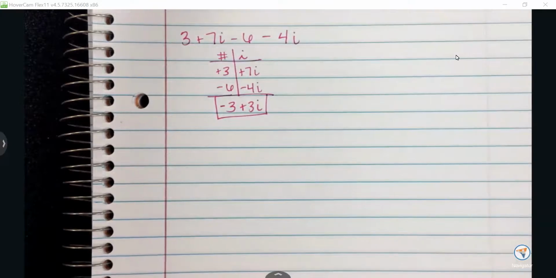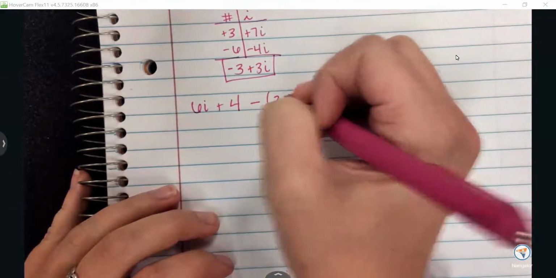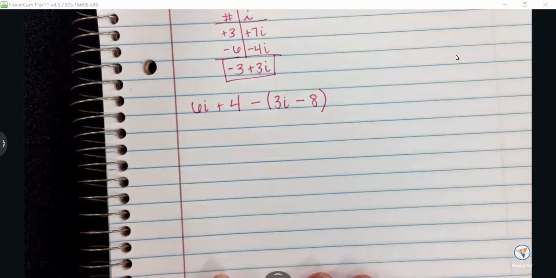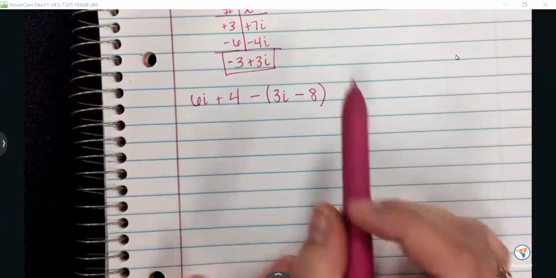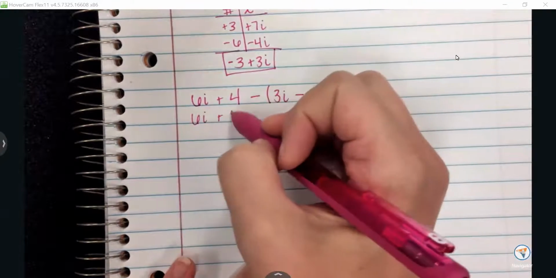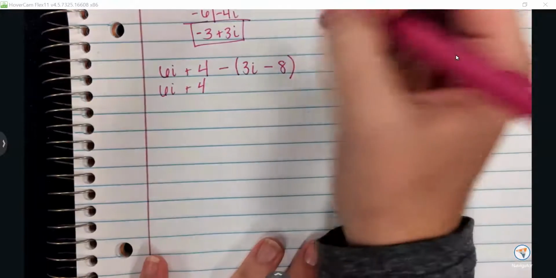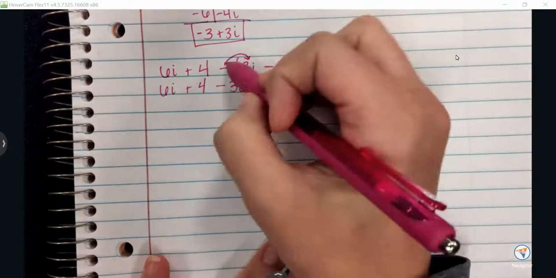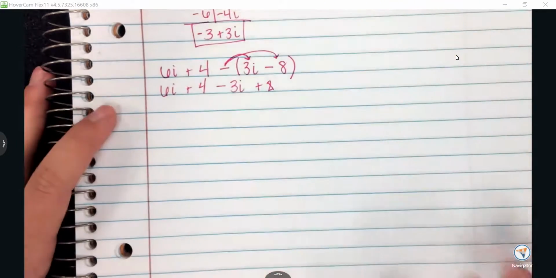Okay. So let's do another one. What if I give you 6i plus 4 minus parentheses 3i minus 8? What do we have to do first? You have to do the parentheses part first. So my 6i plus 4 stays. It's not changing. What happens with the negative sign in front? What do I have to do with it? Distribute. So I have a negative times 3i, which gives me negative 3i. And I have a negative times negative 8, which gives me positive, positive 8.